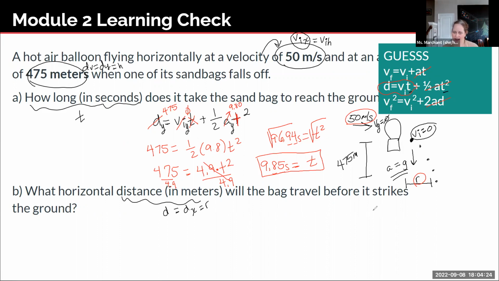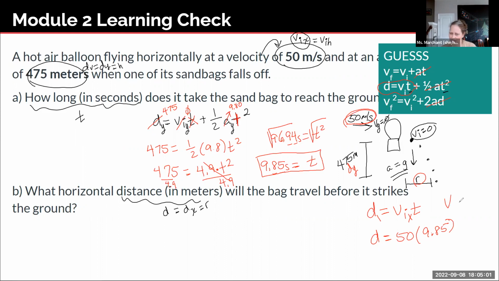So I can actually use this one. Distance equals my velocity initial times time. I'm doing the x direction here. Distance in the x, velocity initial in the x. Okay. Do I know my distance in the x? No, I don't, because the 475 is the distance in the y. Do I know the velocity in the x? Yes, that's 50 meters per second. And how much time did it take to fall? It took 9.85 seconds. Time does not have an x or y component, so I can use it either way.